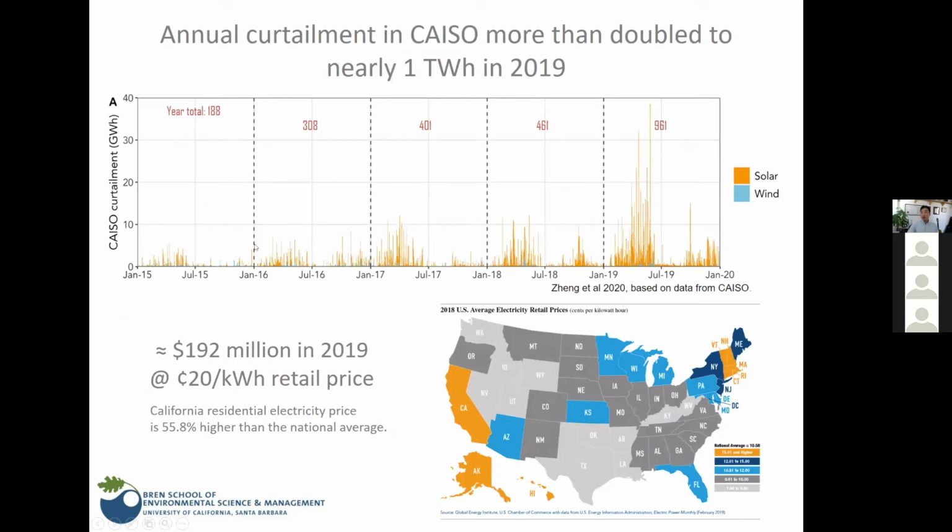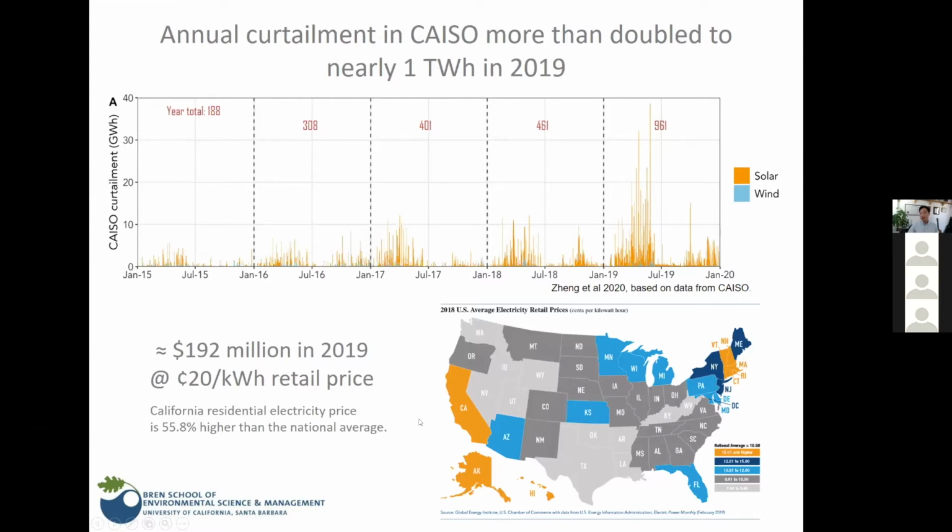So this is the annual curtailment in CAISO, but on a daily basis. Annual curtailment in 2015 was only 188 gigawatt hours, and it grew to about 460 gigawatt hours in 2018, and in 2019, last year, it doubled. So fairly significant growth in curtailment, as you can see.